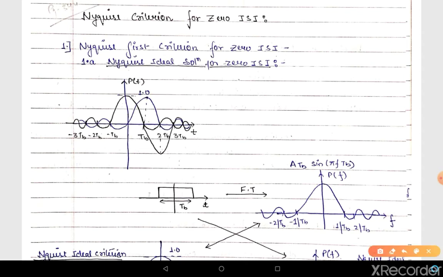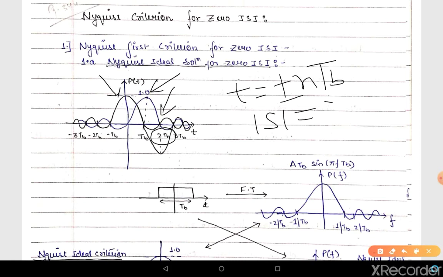In a similar fashion, if I sample at 2 TB, then the effect of the first pulse and second pulse at t equal to 2 TB is 0. So it appears that these pulses are interfering. However, at the sampling instant, that is t equal to plus minus NTB, this interference, that is ISI, is 0. Interference from one pulse on the other pulse is 0. That is why this is causing 0 ISI. This is the solution of ISI.